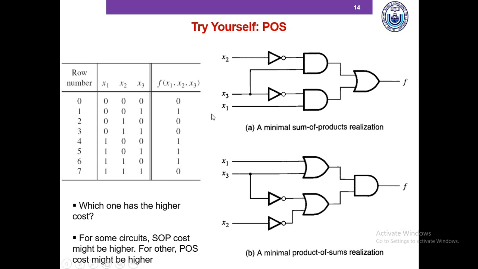But this will not always be the case. For some circuits, SOP cost might be higher. For other circuits, the product of sum POS cost will be higher. So there is no set rule that the sum of product will always be higher cost or lower cost. For some circuits, the cost of SOP could be lower, and for other circuits, the cost of POS could be lower.